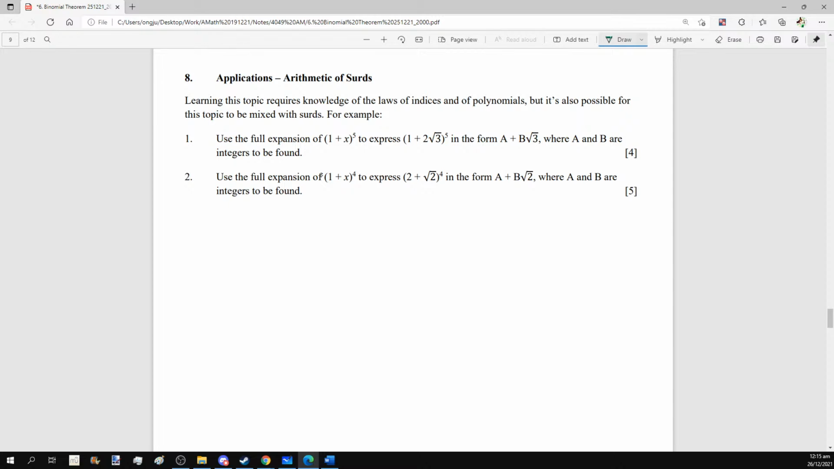So one other thing we can do is we can actually revisit surds, and we can look for the powers of surds. So for example, over here, problem 1 wants us to expand 1 plus 2 root 3 to the power of 5. In this case, they want us to use the full expansion of 1 plus x to the power of 5. So what we will do is we will start with the algebra 1 plus x to the power of 5. Using Pascal's triangle, I will have 1, 5, 10, 10, 5, 1.